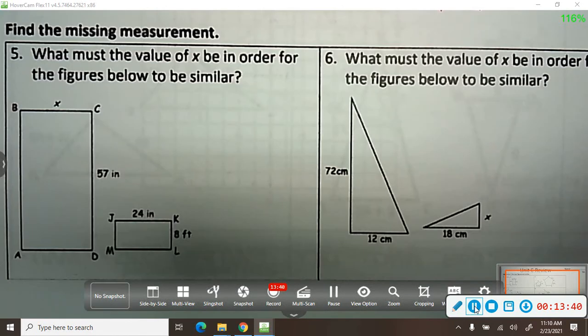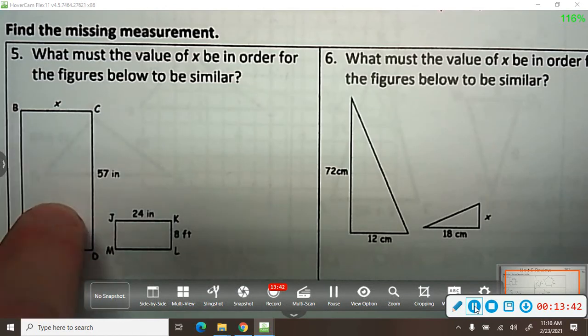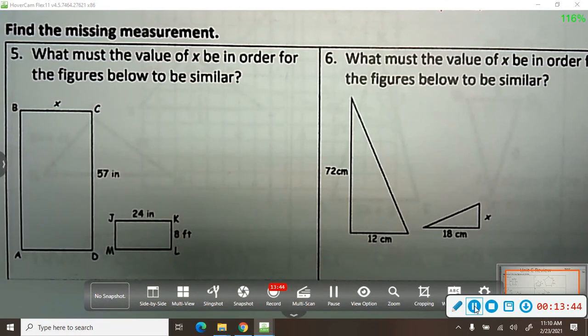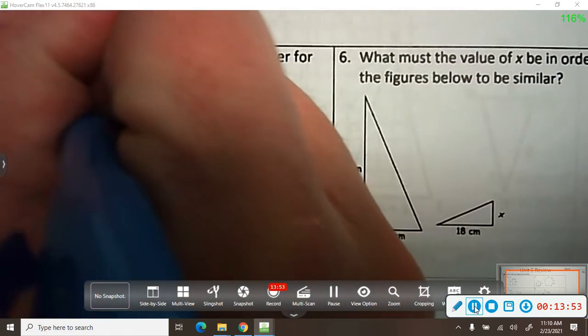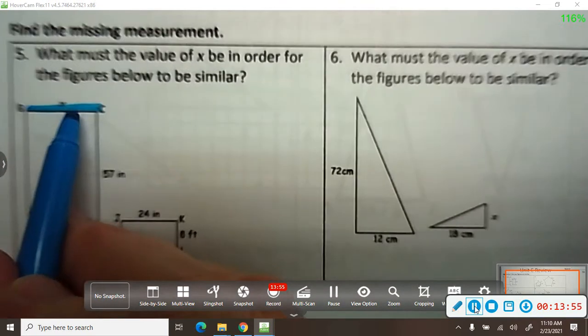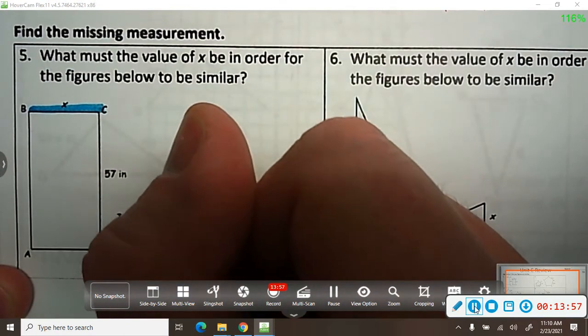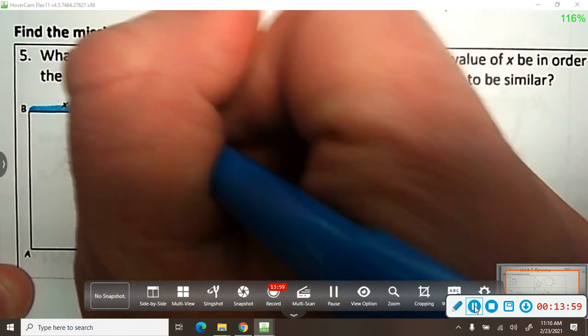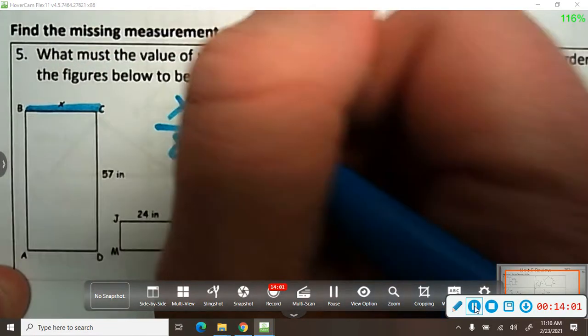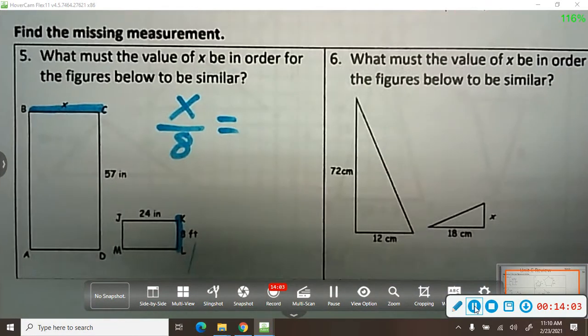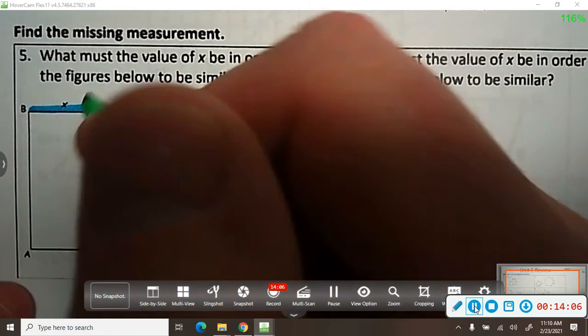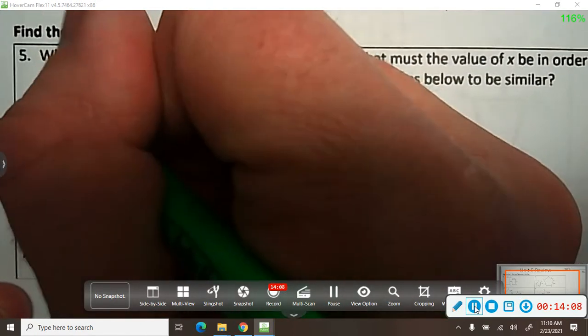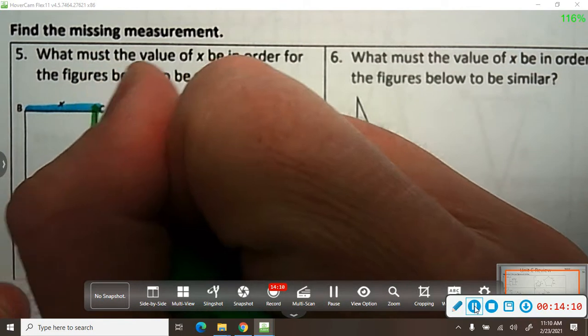Alright, what must be the value of x? So I'm going to do number 5, and I'll let you do number 6 yourself. What must be the value of x in order for the figures to be similar? So I'm going to set up a proportion. So that's the short side, so I must go with 8. So x to 8. So that should equal 57 to 24.